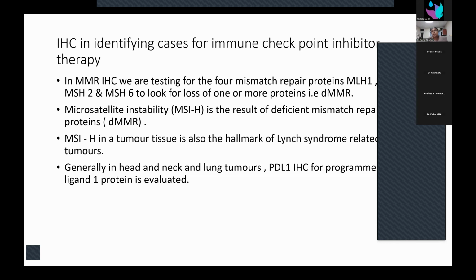So the MSI or MMR testing is generally carried out in tumors of the colorectum, small intestine, and stomach. And now protocols are also available for testing in endometrial carcinomas and ovarian carcinomas. However, generally in head and neck and lung tumors, PDL1 IHC for the programmed cell death ligand 1 protein is evaluated to identify patients who may benefit from immunotherapy.